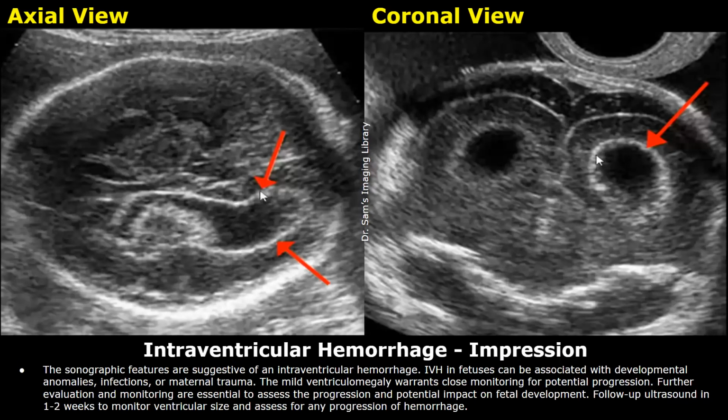Here is the impression. The sonographic features are suggestive of intraventricular hemorrhage. IVH in fetuses can be associated with developmental anomalies, infections, or maternal trauma. The mild ventriculomegaly warrants close monitoring for potential progression.